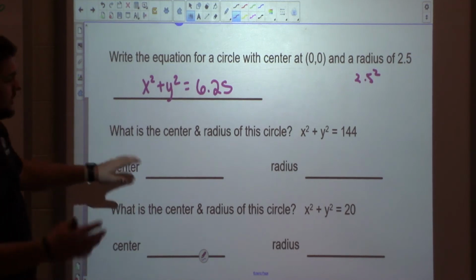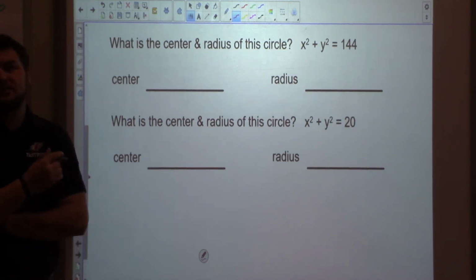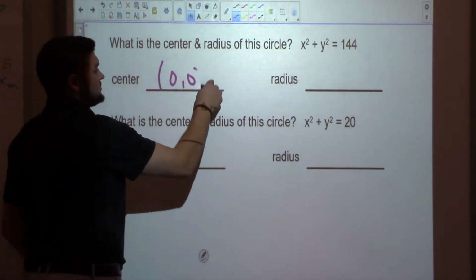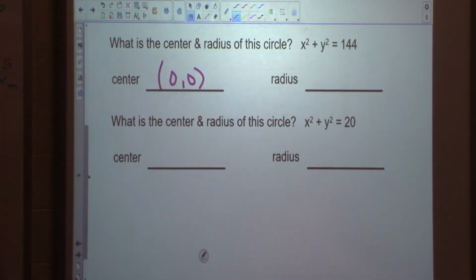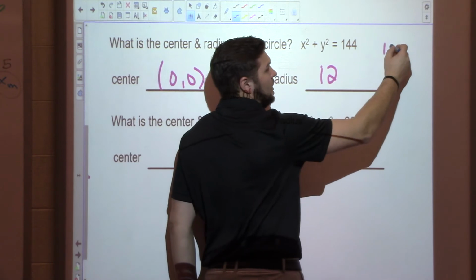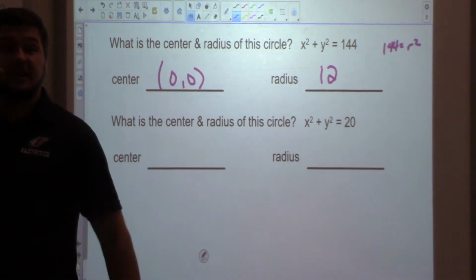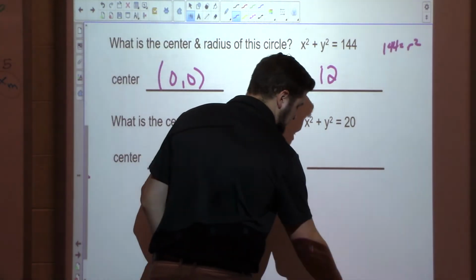Okay, well let's look at the next one. We're going the other way now. We want the center and the radius with the equation of x squared plus y squared equals 144. Alyssa, what's my center going to be? 0, 0. Right? X squared plus y squared tells me it's just 0, 0. And what did you say my radius is going to be, Cam? 12. How'd you get that? Square root it, right? We know 144 is equal to r squared. Right? Because we plugged it in. So if I square root both sides, I should get the radius. Good.